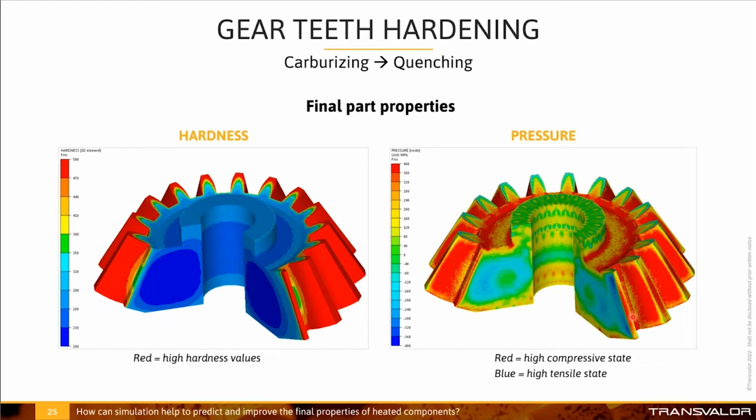And here we can see the pressure. The red zone of high pressure indicates zones that are in a high compressive state. Inside the part we have traction, so we have a high tensile state. Negative values of the pressure indicate the zone where there is a high tensile state.